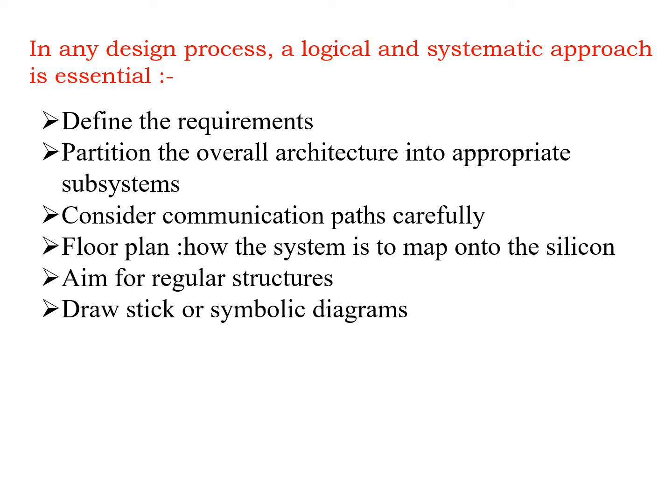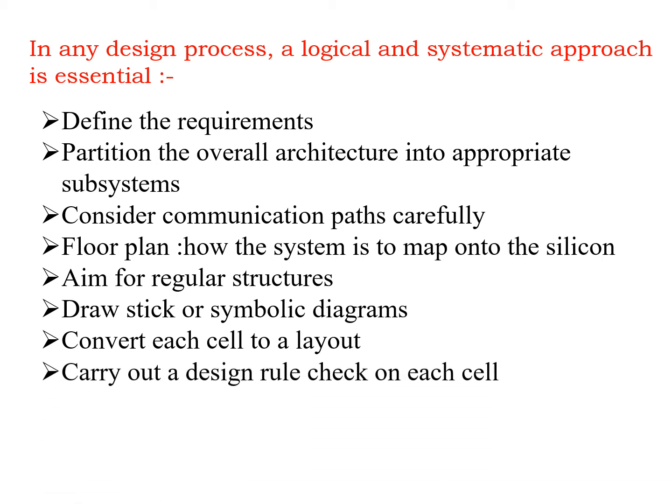Once this is correct, then you can go for the next step, that is you need to convert each cell into a layout. That is, now you need to club all your leaf cells with the routings, and you have to perform the placement, that we call a layout. Then the last point, that is carry out the design rule check on each cell, which is very important. Unless and until you have the thorough output or the verification is done on each cell, it is not feasible for you to move into the next step.